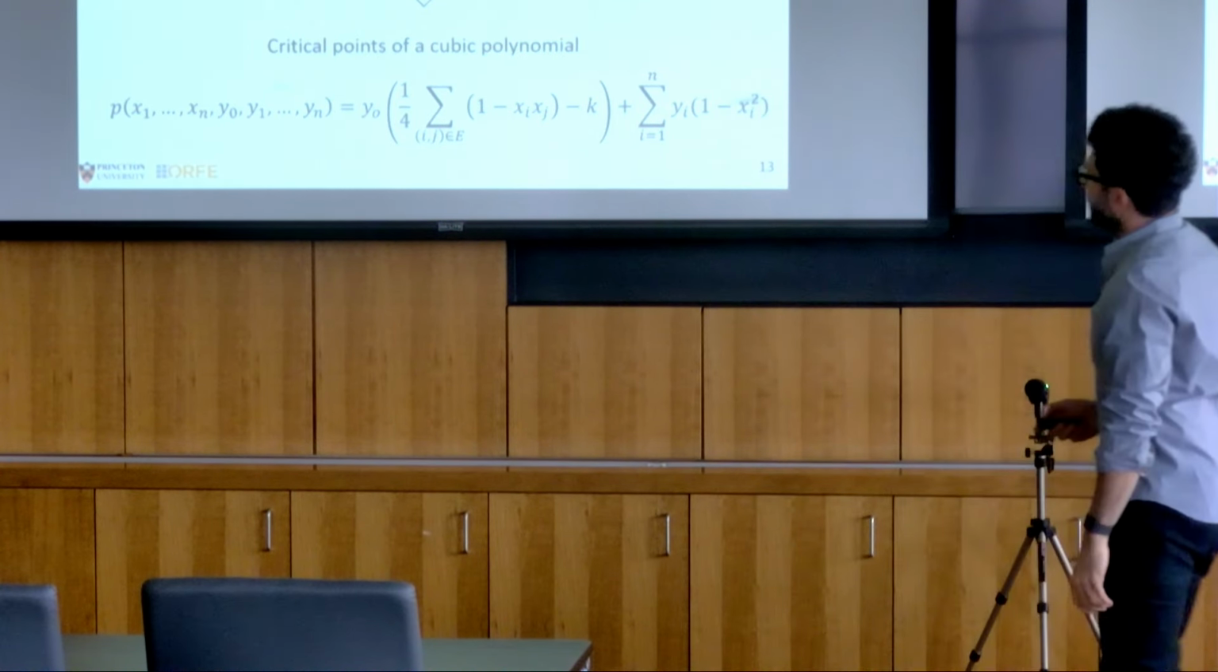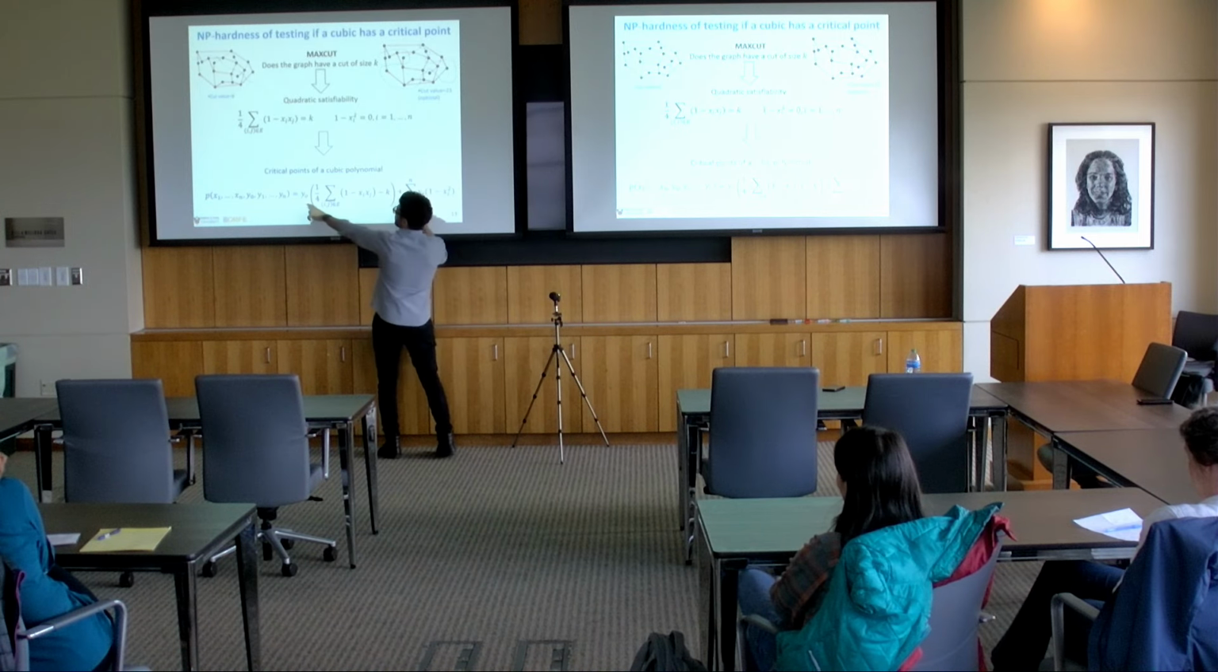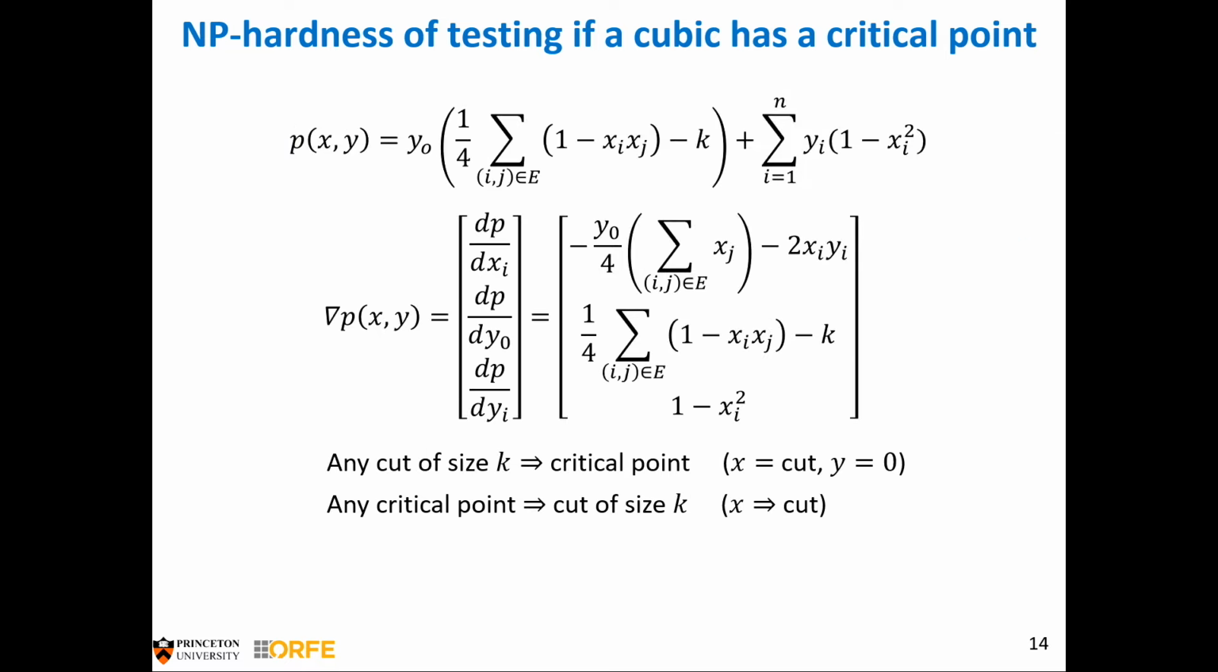Right? Now notice that this polynomial is linear in y. So when I look at the gradient, and this is on the next slide, the derivative with respect to y should return these quadratic constraints. And that's exactly what happens. So I've rewritten this polynomial in 2n plus 1 variables. This is its gradient. The partial with respect to x_i, but the partial with respect to y is giving me the Max-Cut constraints. So now let's see.